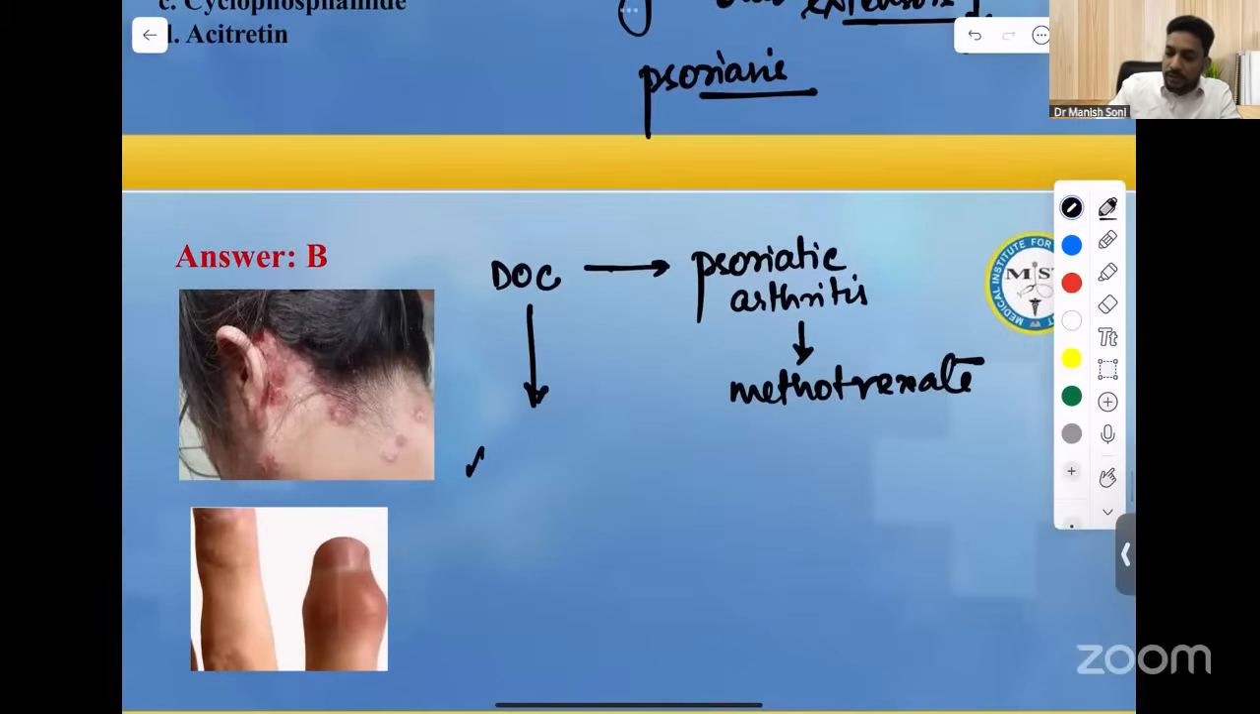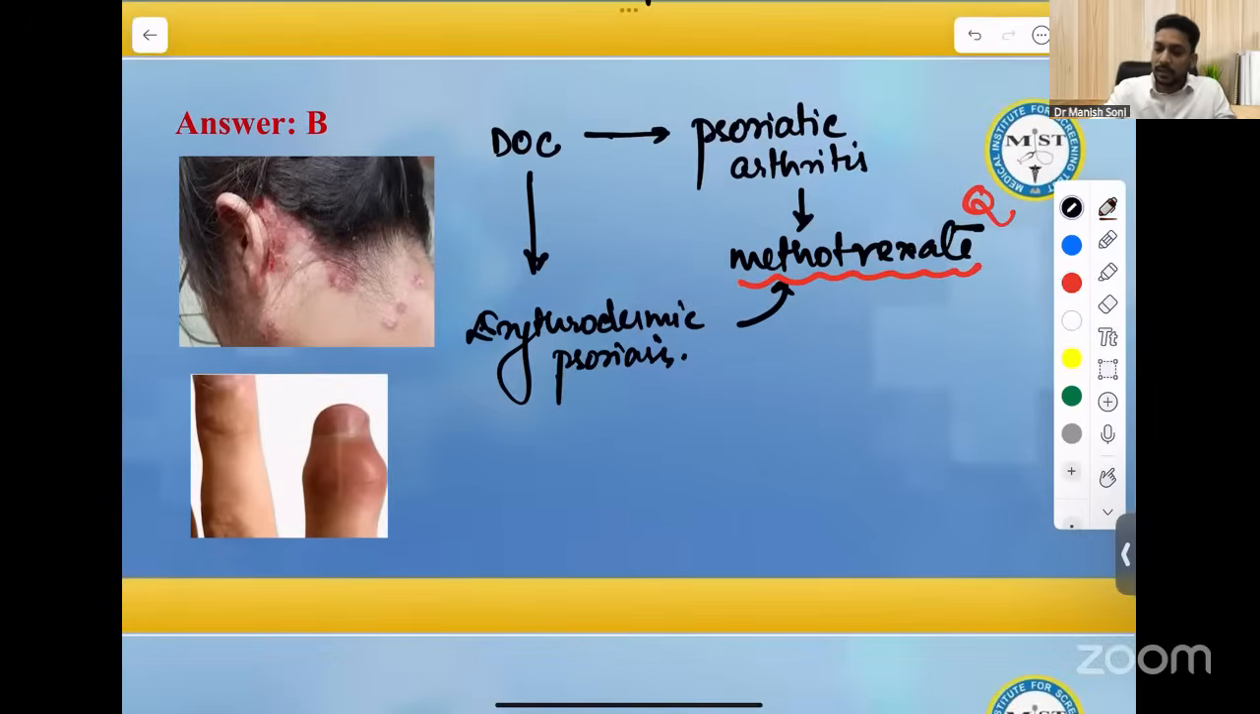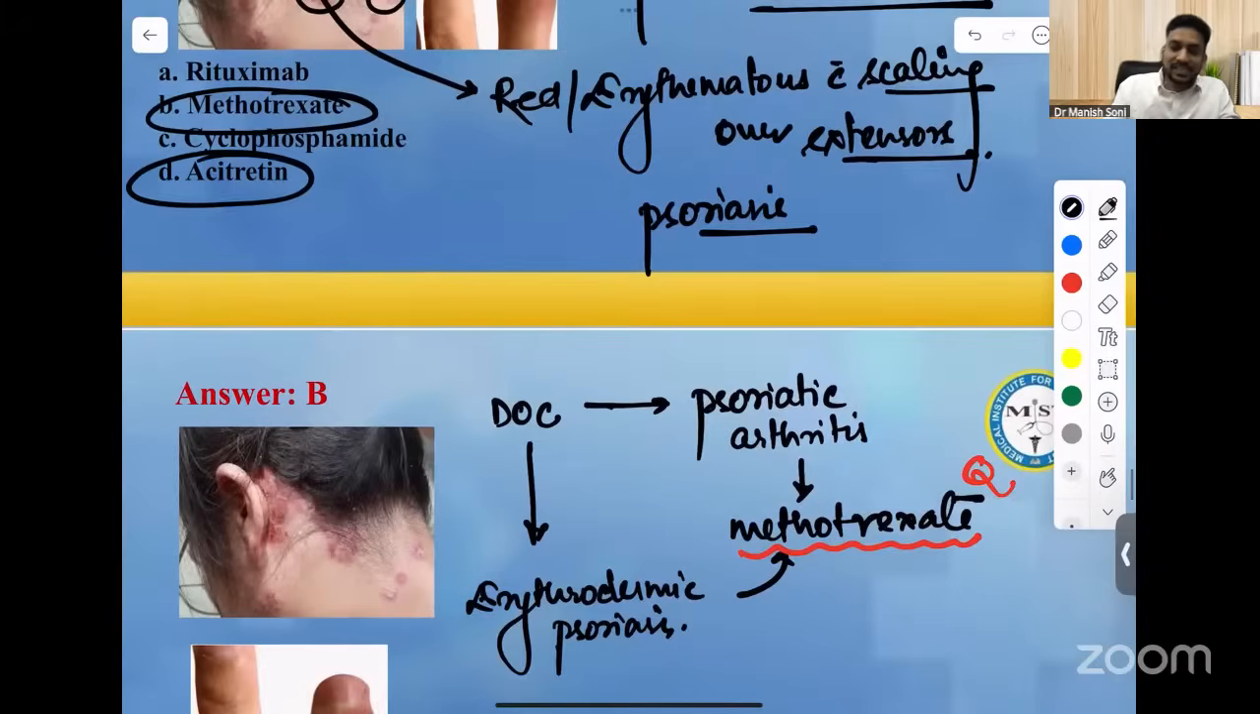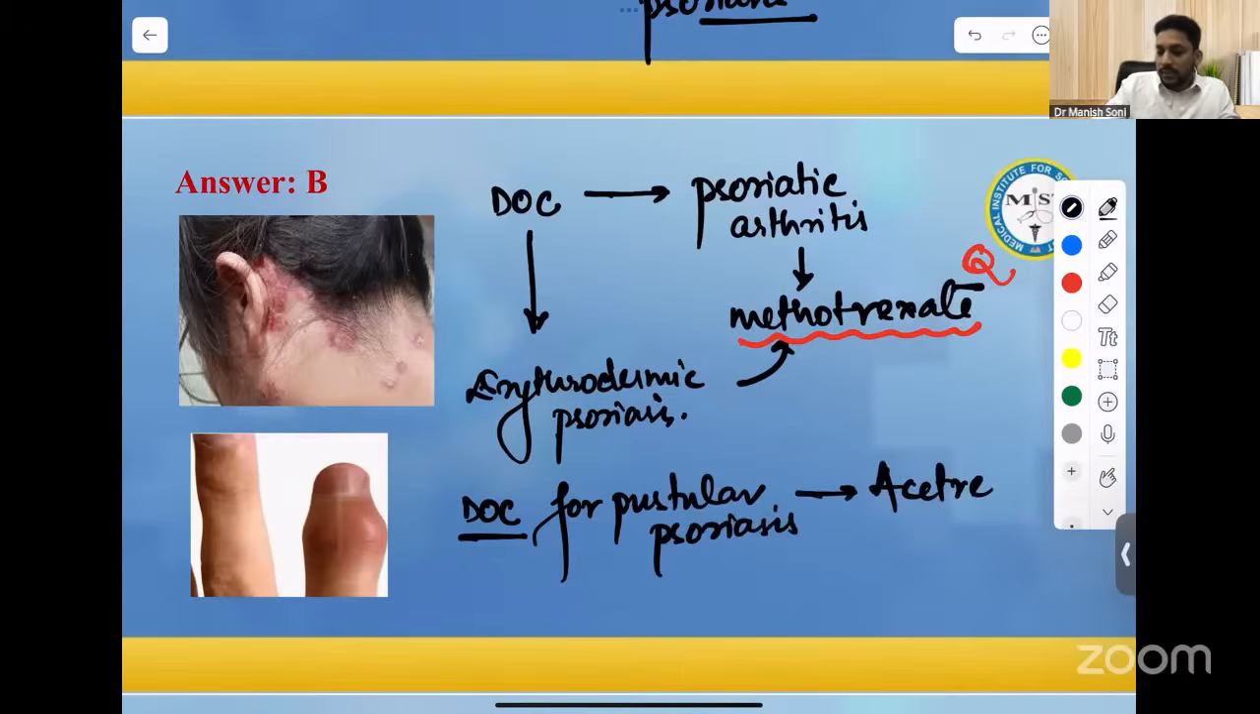The drug of choice for erythrodermic psoriasis is also methotrexate. So methotrexate is a drug of choice for arthritis and erythrodermic psoriasis. But if you see this option, acitretin, drug of choice for pustular psoriasis is acitretin. So acitretin is the drug of choice for pustular psoriasis.